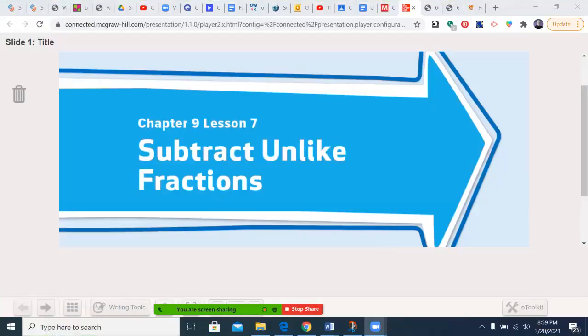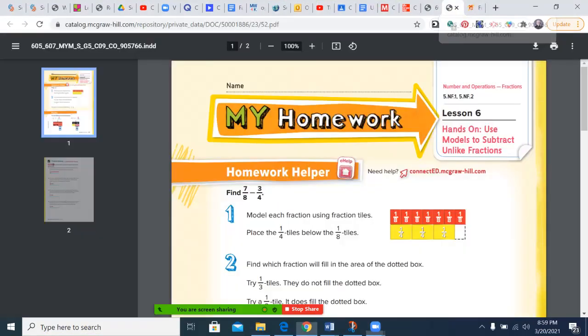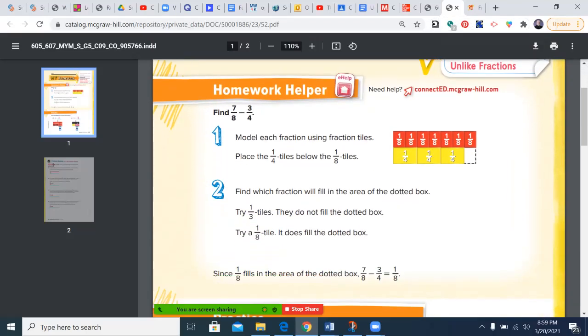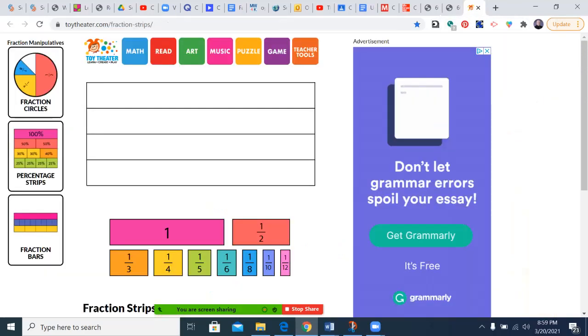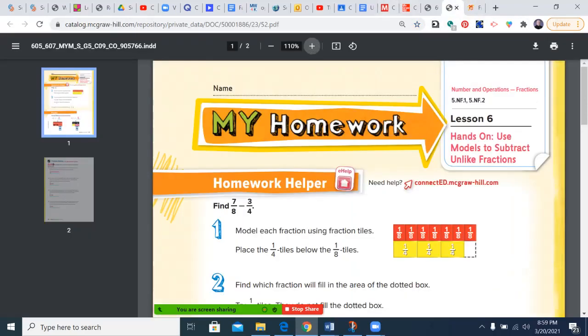Today's episode, Chapter 9, Lesson 7, Subtract Unlike Fractions. By looking at the assignment from our previous session, where we were using models, such as those found at toytheater.com/fraction strips, which is linked in the Google Classroom.